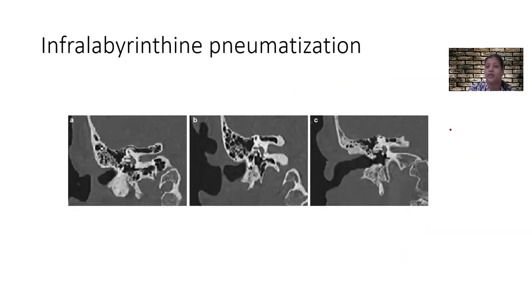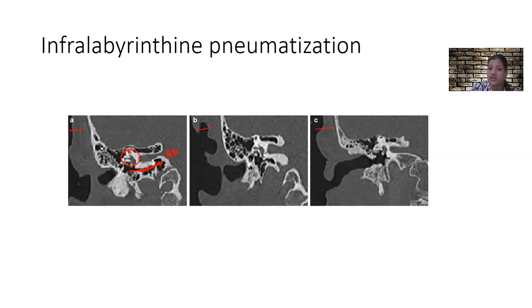Now, the infralabyrinthine portion of the pneumatization is further subdivided into three types. What are these three subdivisions? If you see A, B, and C, this is your labyrinth. Below that, you are seeing the pneumatization or the air cell tract extending up to the medial or completely till the petrous pyramid. If it is extending completely, then it is called type A pneumatization.